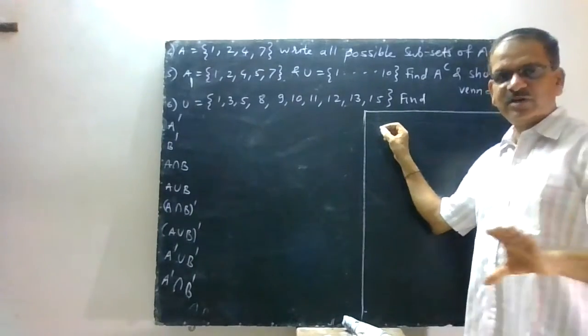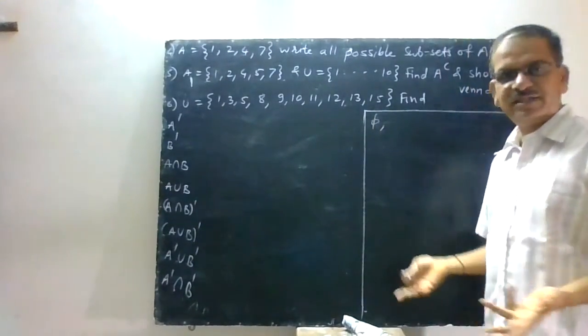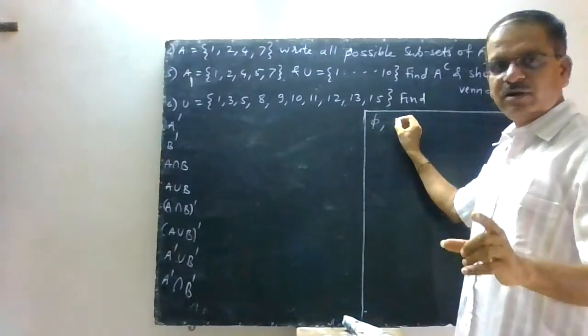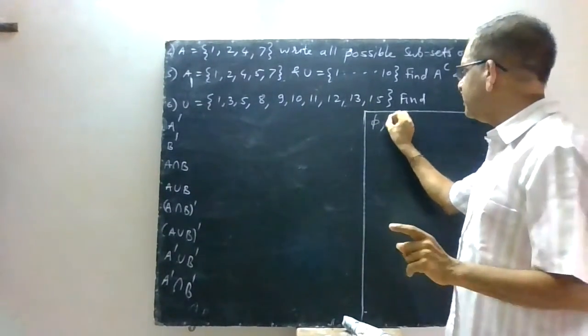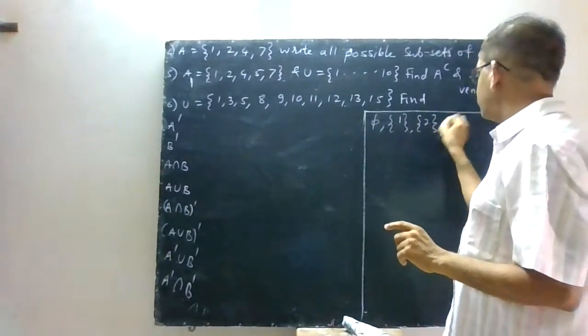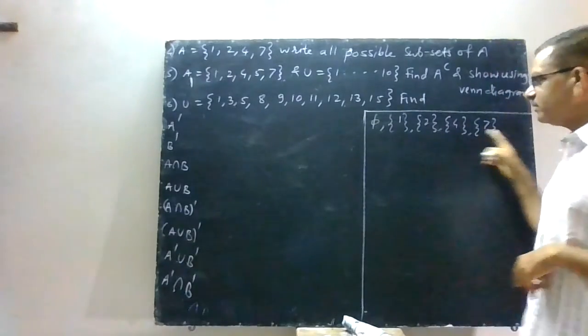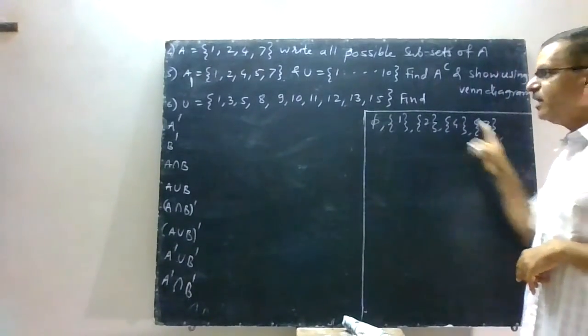All possible subsets of A means you start with the empty set, because the empty set is a subset of every set. Then we will write all subsets having one element, that is {1}, then {2}, then {4} and then {7}. So these are the 4 subsets of A having one element.